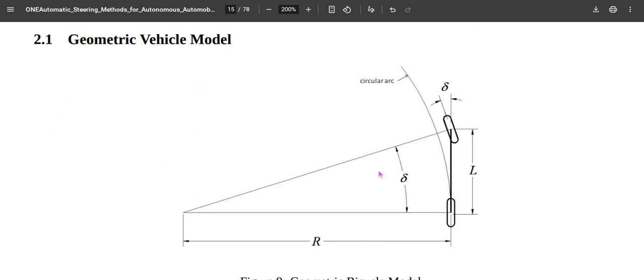So this is a geometrical model where a vehicle is trying to go along a circular arc, and this is the radius of curvature, and this is the wheelbase L, and this is how much angle has to be turned to follow the circular arc for the front wheel steering.